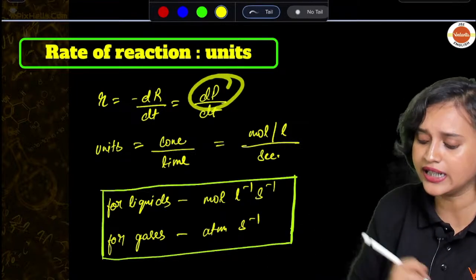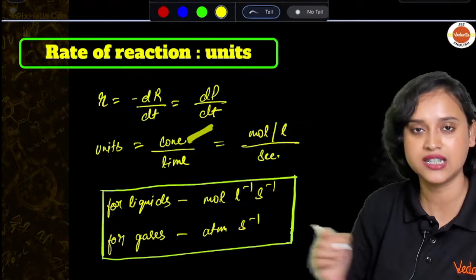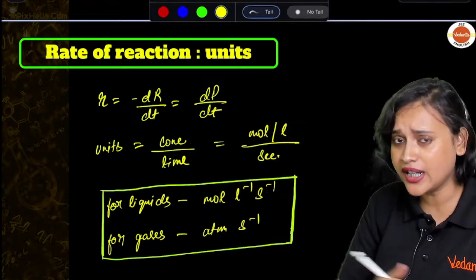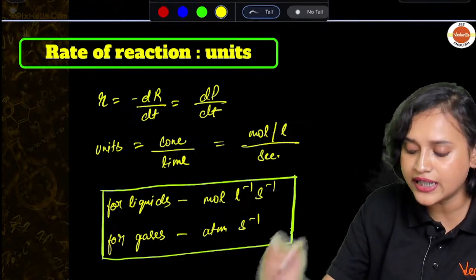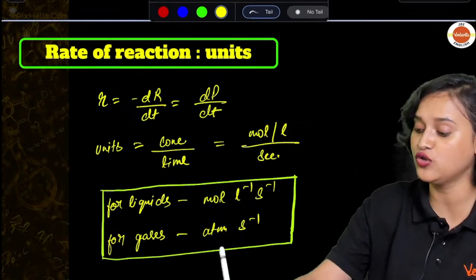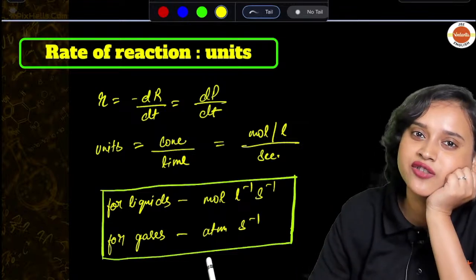So in the numerator, guys, what do you have? Concentration. Denominator, ma'am, what do you have? dt. dt means time here, okay? So for concentration, what is the unit that you use? You use mole per liter, right, for concentration. And for time, what is the SI unit of time, guys? Seconds.